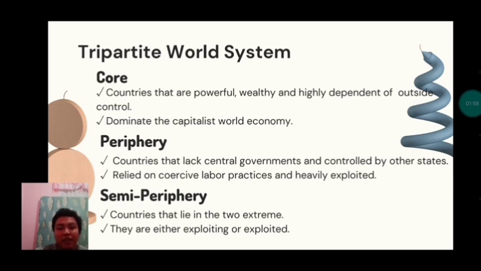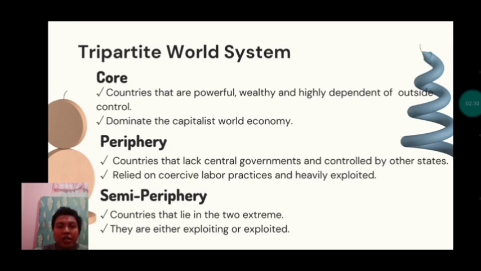Last one is the semi-periphery. These are the countries that lie in the two extremes. They are either exploiting or exploited. Living in the two extremes means that they are located between the core and the periphery regions, and are generally less developed than the core, but more developed than the periphery. These regions may have some advanced industries and technology, but they also have lower levels of development and less political and economic power than the core.